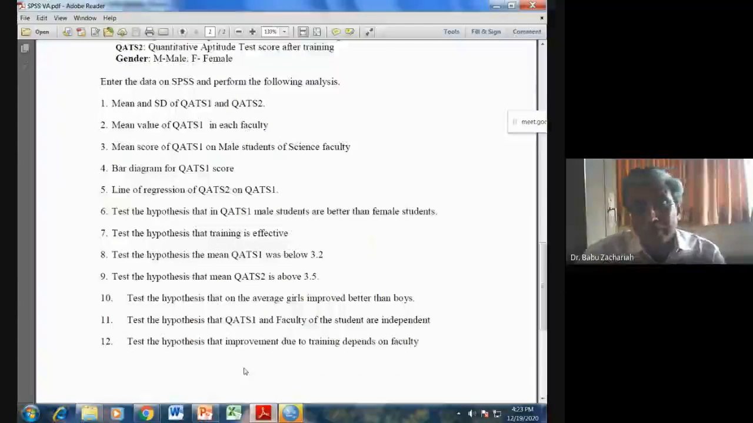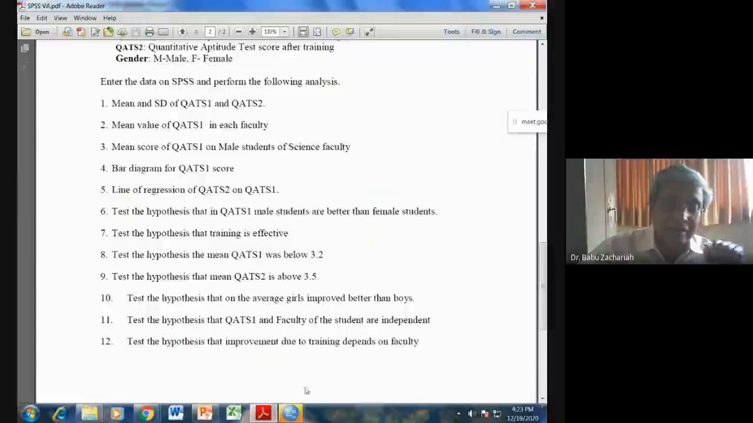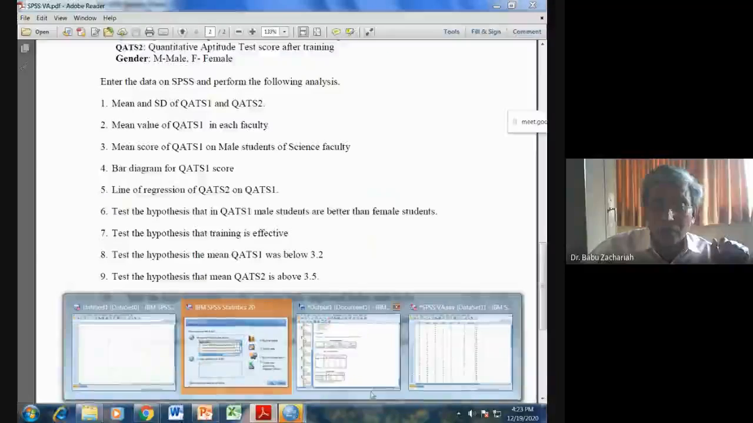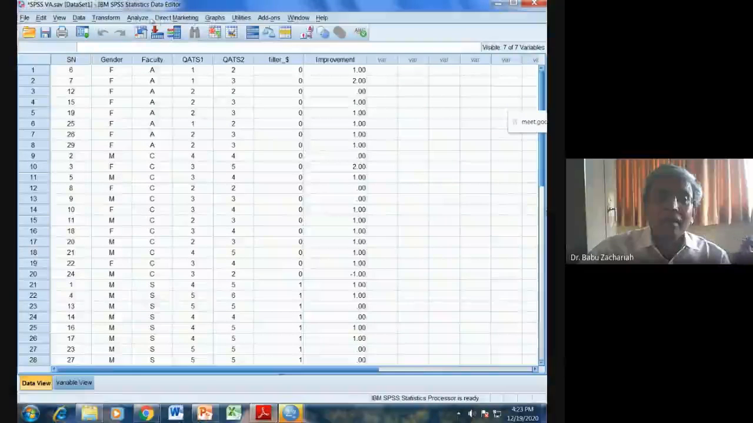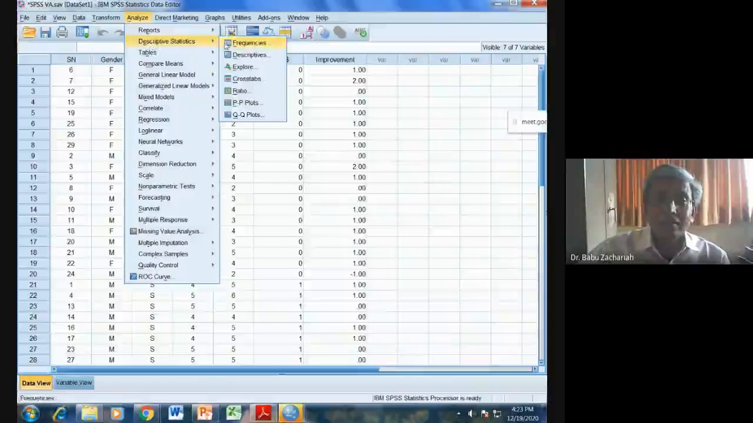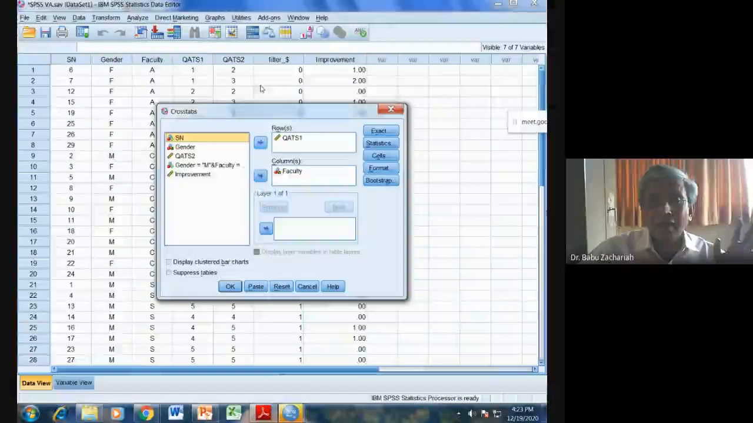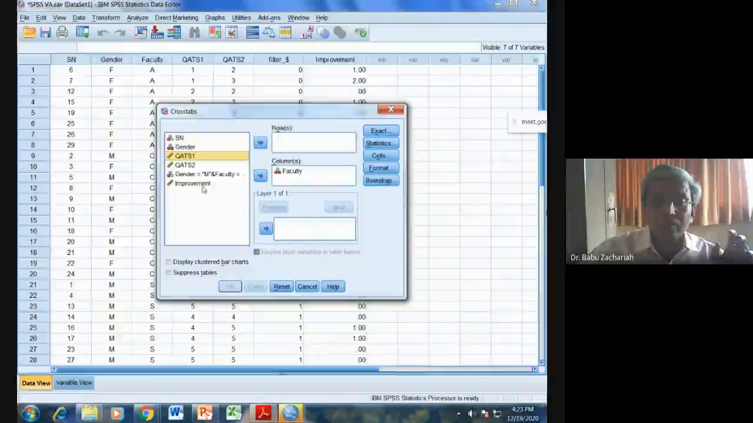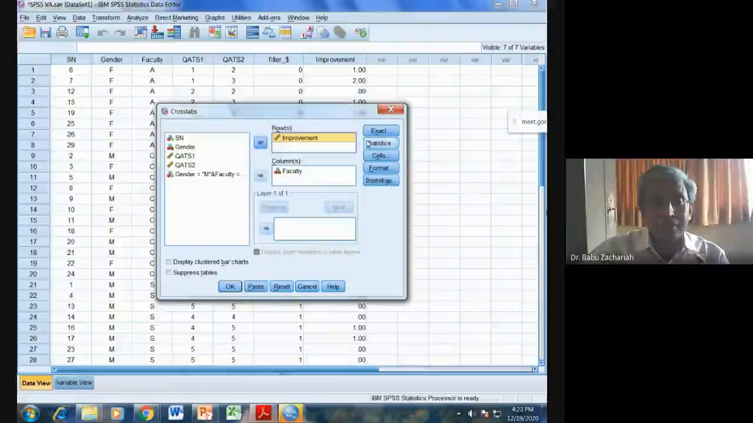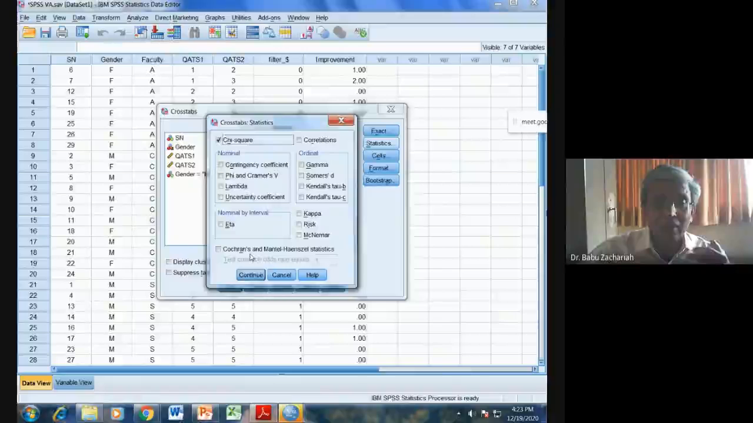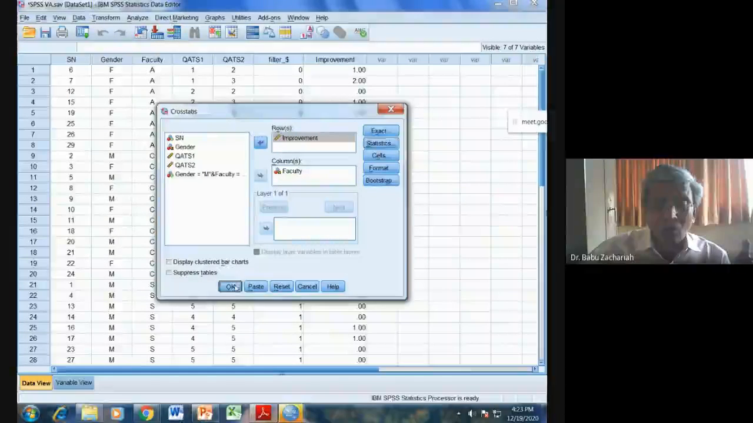Test the hypothesis that improvement due to training depends on the faculty. So we go here again, analyze descriptive statistics. The improvement and faculty we need. So we'll put it here. The chi-square is selected already, and click OK.